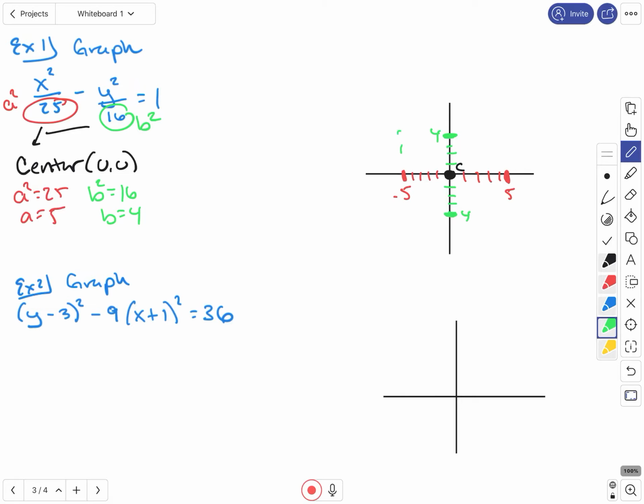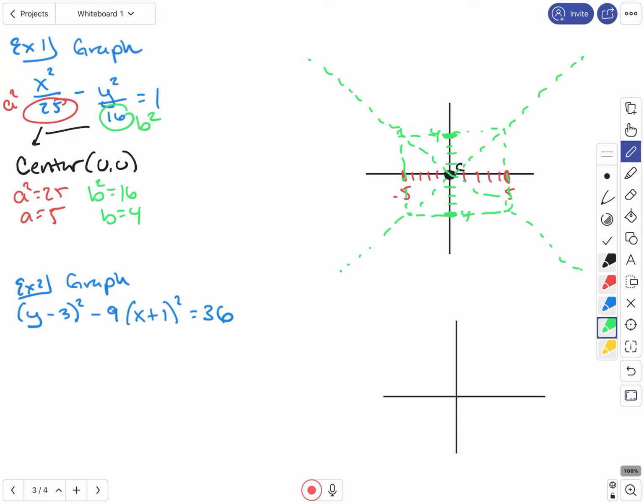And from there, we can draw the outline of our box. Once we have that drawn, then we can draw in our asymptotes. So go through the center and 2 diagonal corners, and same on the other side.